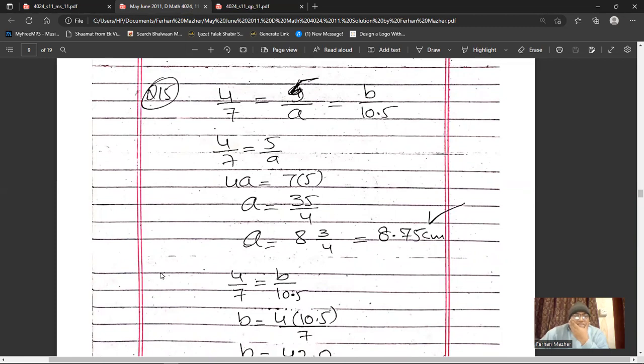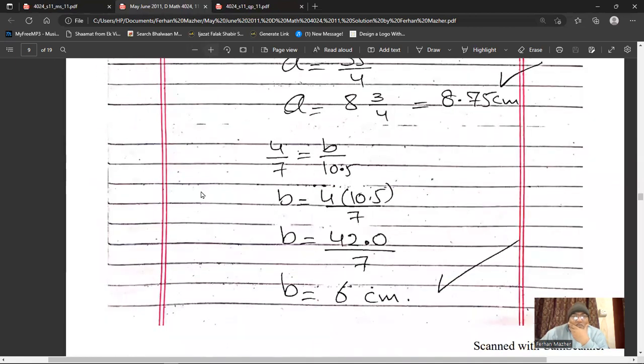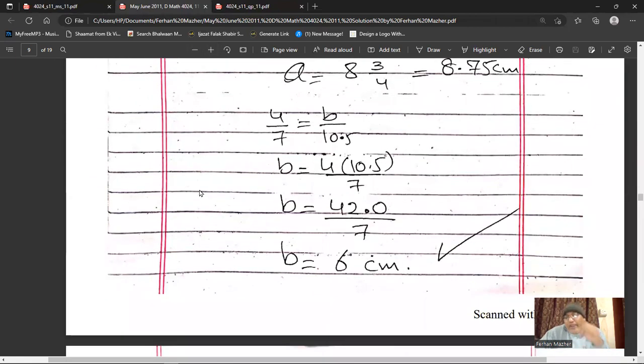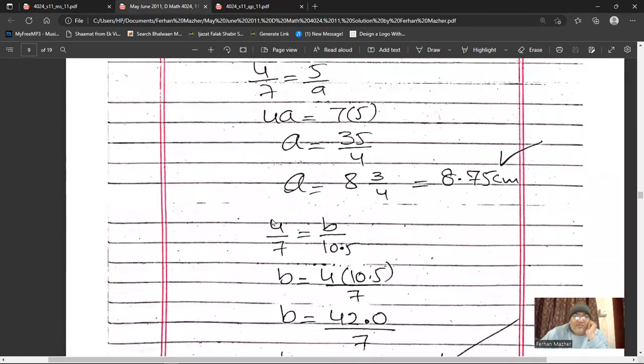Then I will take this and this and equate them. 4 by 7 equals B by 10.5. Cross multiply, so B equals 4 into 10.5 divided by 7. When you multiply 4 with 10.5, you get 42, divided by 7 gives you 6. So the value of B will be 6.